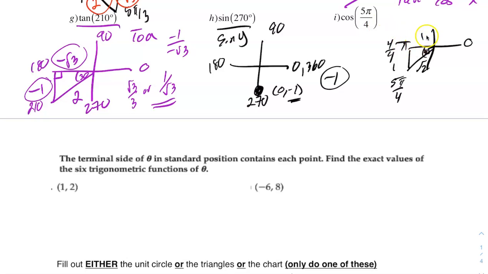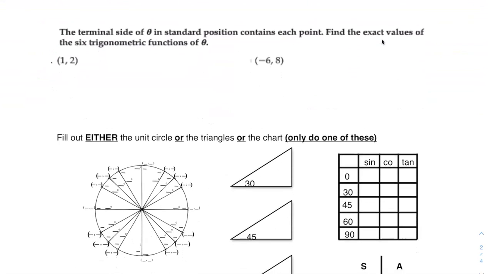Don't forget the sign. This one's negative. We went to the left. And this one's negative. We went down. My mistake. Left and down. So we're both negative. Hypotenuse is always positive. We want cosine. Adjacent over hypotenuse. So negative 1 over rad 2. Or if you want, negative rad 2 over 2. If you want to rationalize that. Multiply both sides by rad 2. Top and bottom by rad 2.